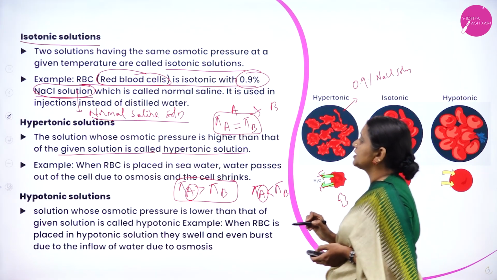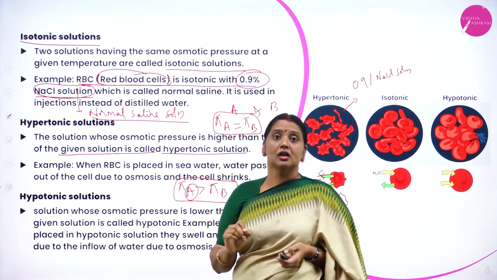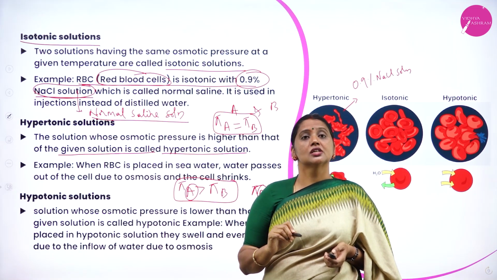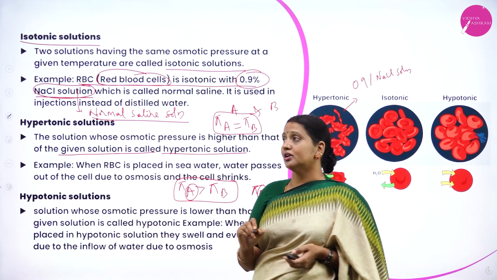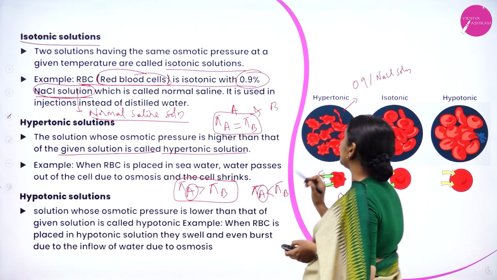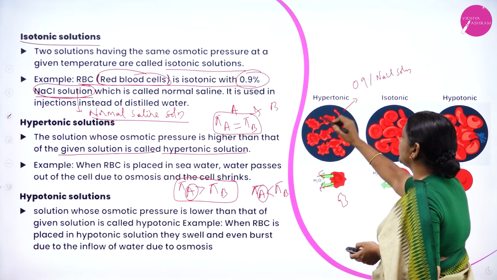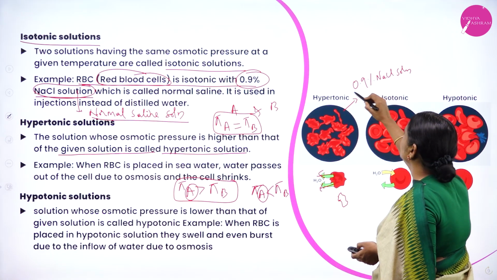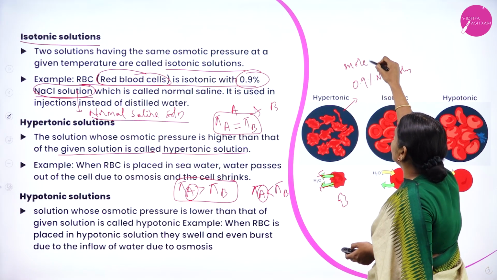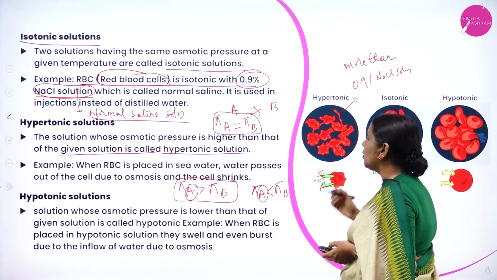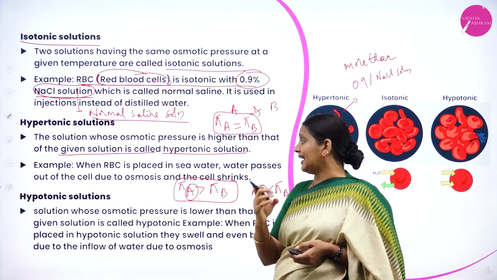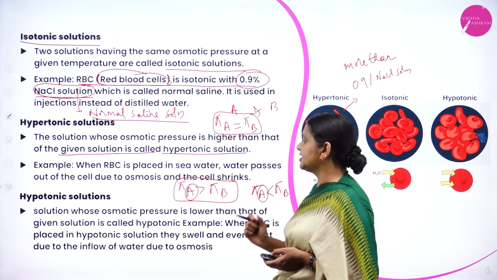So, this is called a hypertonic solution. What is a hypertonic solution? A solution whose osmotic pressure is more than that of the other solution is called a hypertonic solution. What happens when RBCs are immersed in NaCl solution whose concentration is more than 0.9%? Water diffuses out from the cell and the cell shrinks.